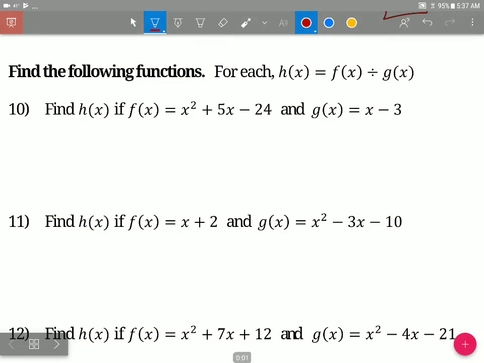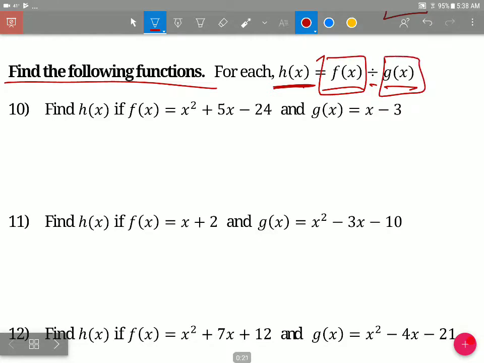All right, for 10 through 13, the instructions say find the following functions for each h of x. Notice it says find h of x. H of x is f divided by g. So for each of these, we're going to define these two, and you just have to divide them. Okay, so here we go. We've got h of x equals f over g.